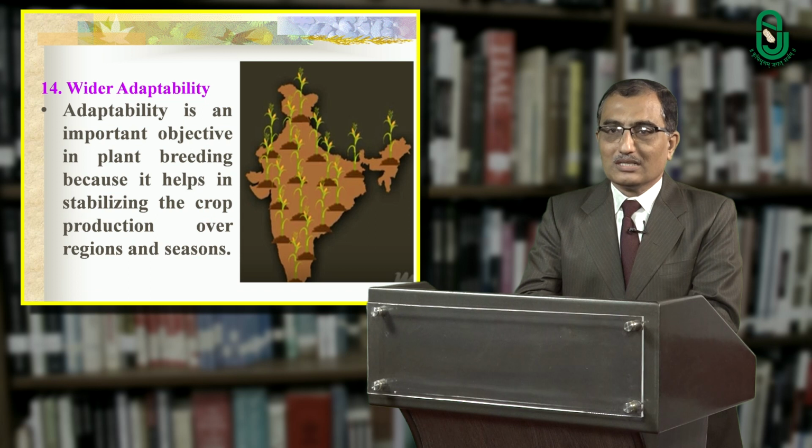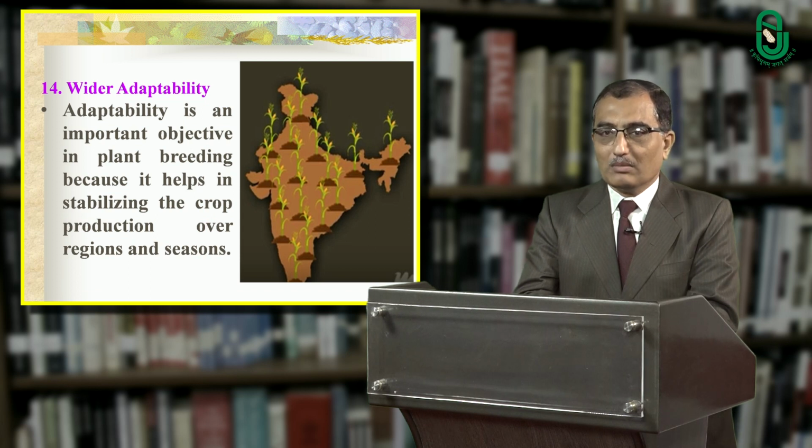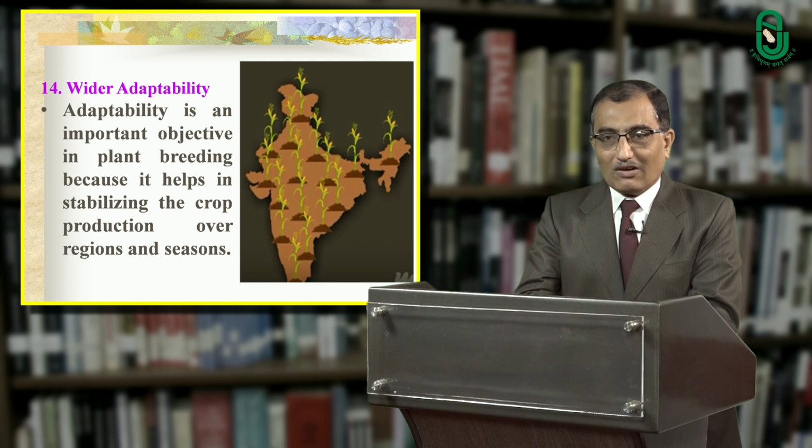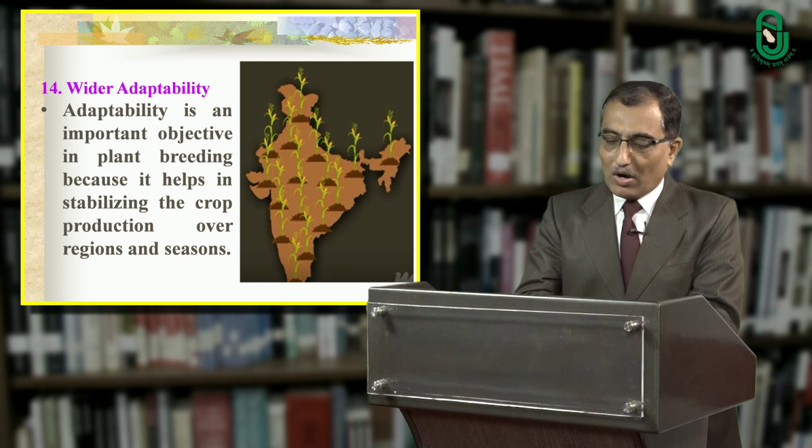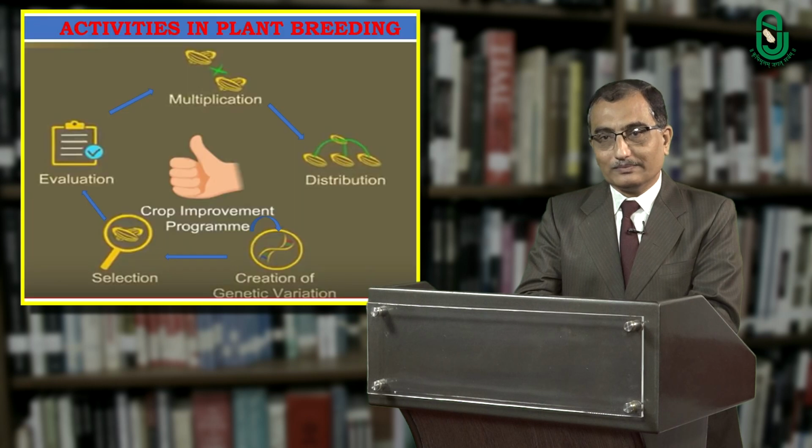Lastly, wider adaptability is an important objective of plant breeding, because once a better genotype is available, it can be evaluated at a large number of locations and over a number of years, and that will lead to stabilized crop production over the regions and over the seasons, and you can recommend that variety for the benefit of the farmers. So this is about the objectives of plant breeding.